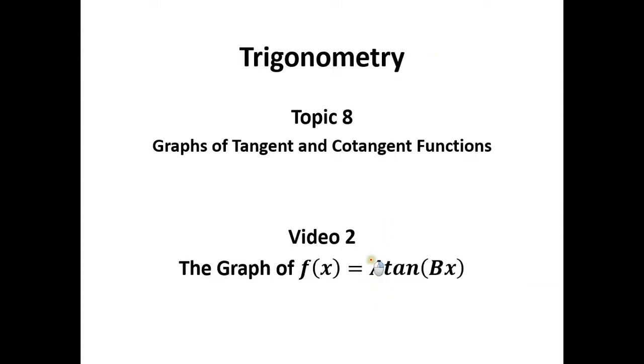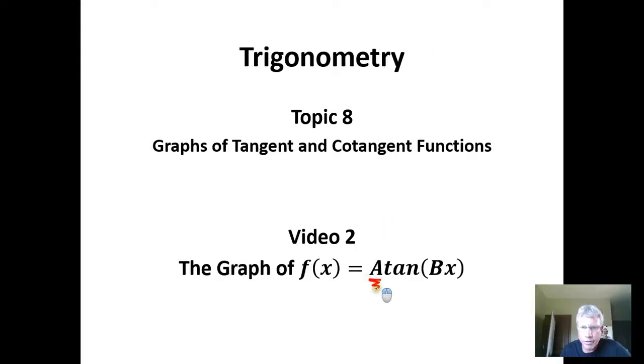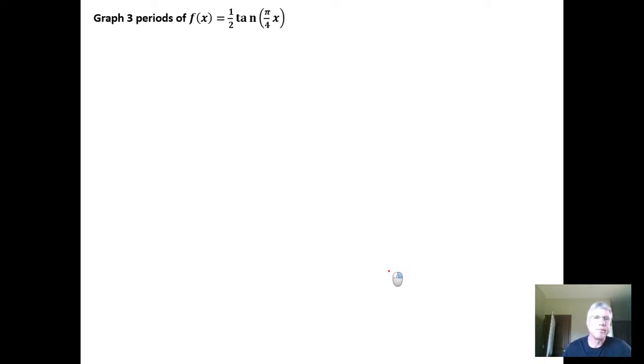So in this video what we're going to look at is both vertical and horizontal stretching and compressing of the tangent function. So we'll dive right in here with an example. It says graph 3 periods of f of x equals 1/2 tangent of pi over 4x.